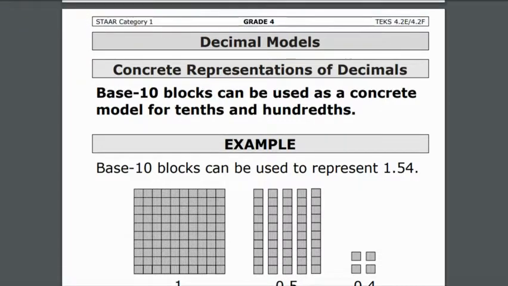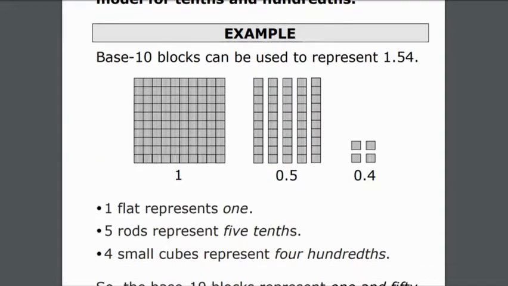Hello, mathematicians. Today we're going to talk about decimal models. You've used place value blocks in the past to represent whole numbers. Today we're going to take those same place value blocks, or base 10 blocks, to represent decimals. So look at the picture on your screen.